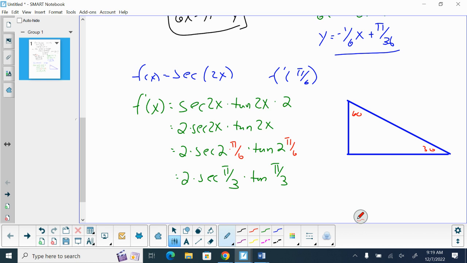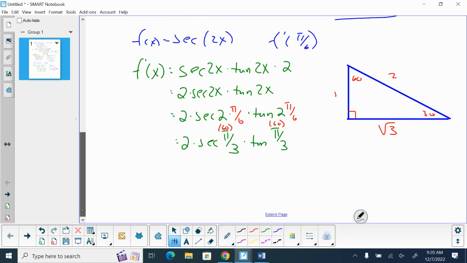Throwing our values in, we have a value of 1 across the hypotenuse, 2, square root of 3. Pi over 3 is what degree measure? 60. So this is 60. So we have 2 times the secant.